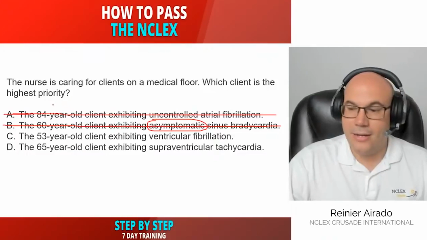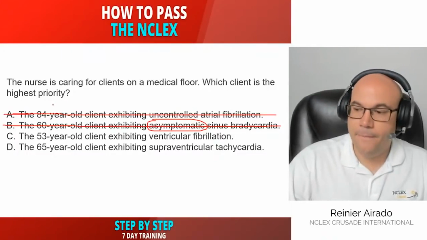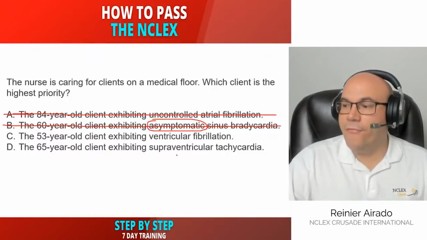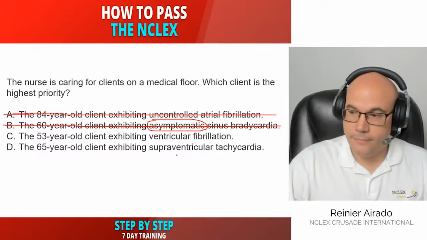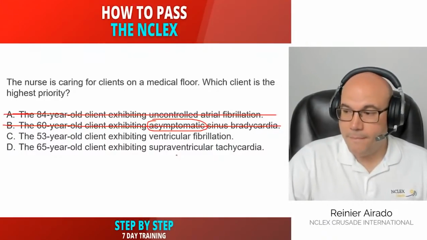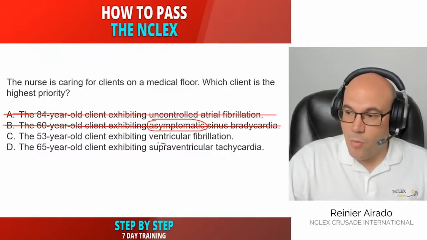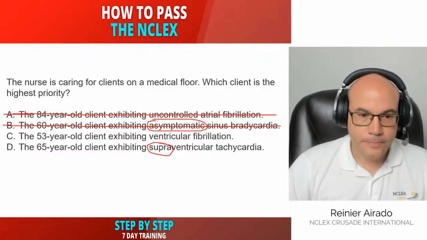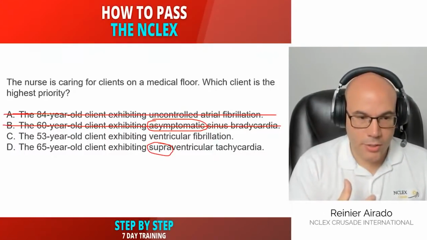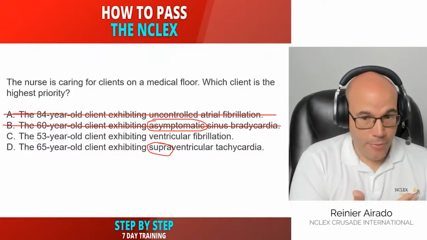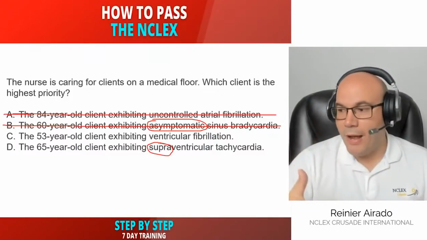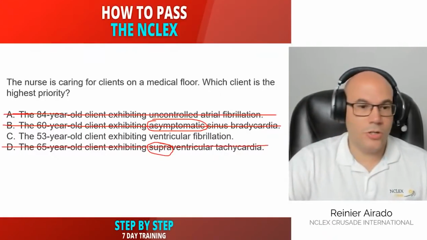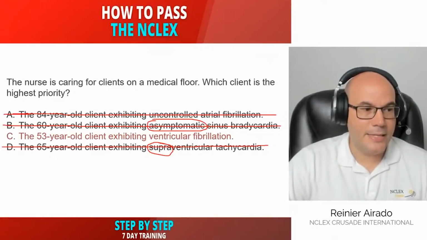Now I'm going to compare C and D. D, 65-year-old, exhibiting supraventricular tachycardia. This is a big problem as well. But notice the word supraventricular or above the ventricles. So what is a worse scenario? Ventricular fibrillation or supraventricular tachycardia? Ventricular fibrillation is the worst condition. So the answer is C.